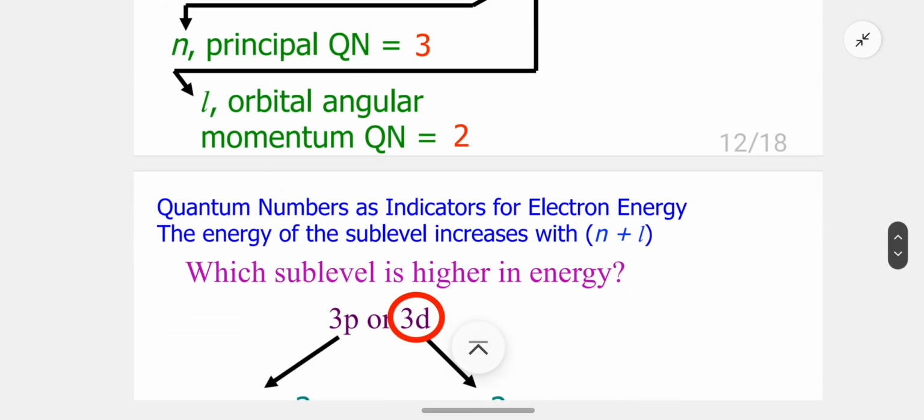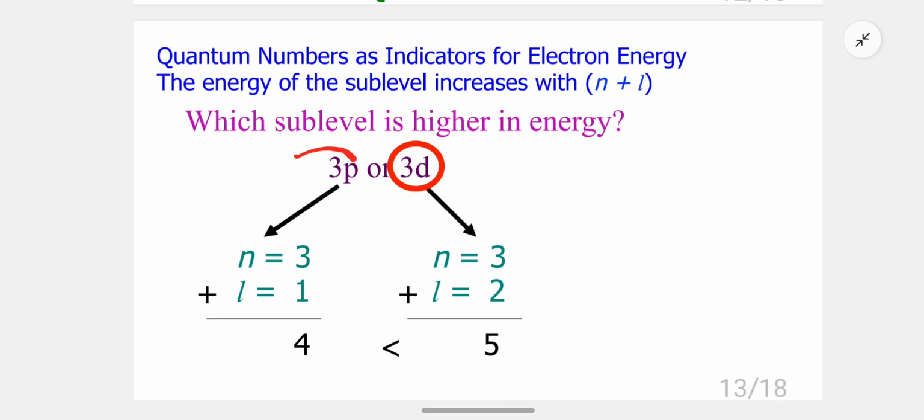Then, quantum numbers as indicators for electron energy. The energy of the sublevel increases with n plus the azimuthal quantum number l. Which sublevel is higher in energy, 3p or 3d?